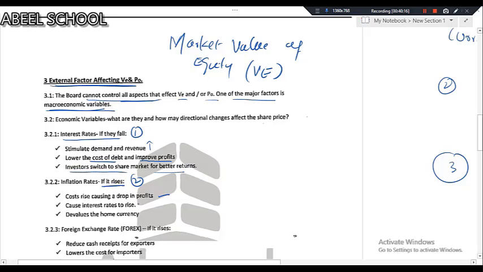Cause interest rate to rise. Yes. If your inflation is increasing, your interest rate will rise. And the last one is the devaluation of the home currency. Definitely. If the inflation rate is increasing, then your home currency will devalue.